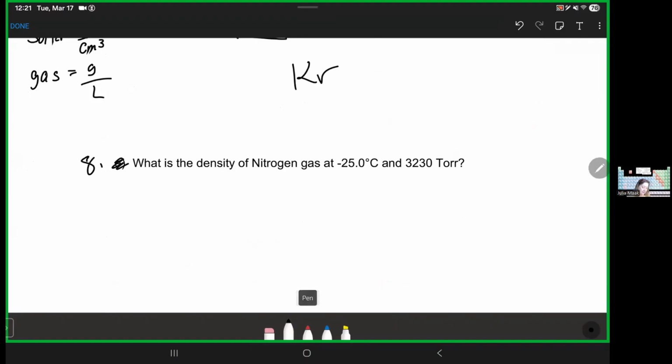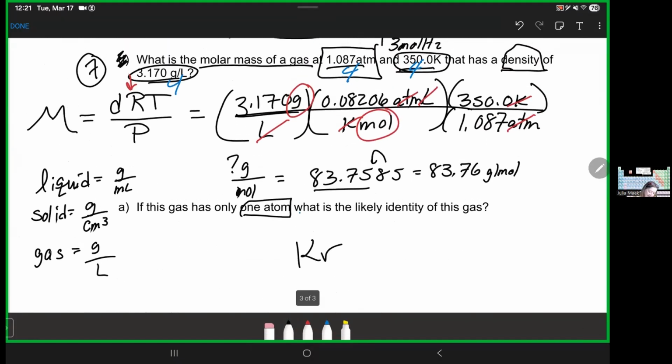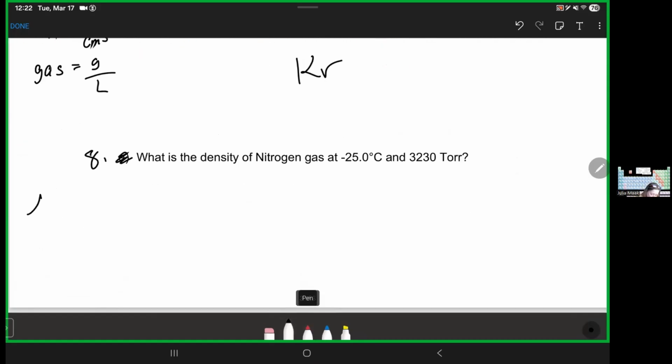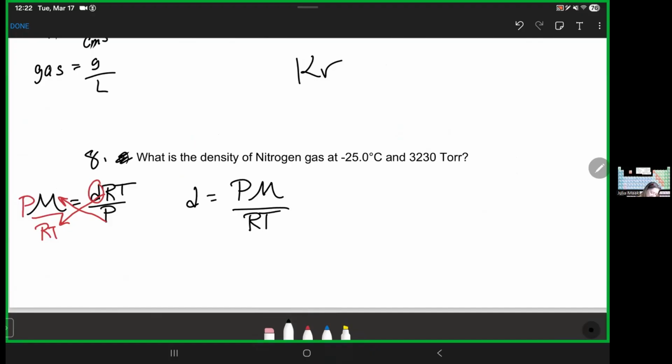Should be number 8. Okay, it's now asking for the density. Okay, so the only information we know on gases, the only equation we have on gases that includes density is that right there. Okay, so if my molar mass equals dRT over P, if I rearrange this to isolate d, my RT goes to the bottom on the other side, and my P goes to the top on the other side. So my density is equal to my pressure times my molar mass over my RT.